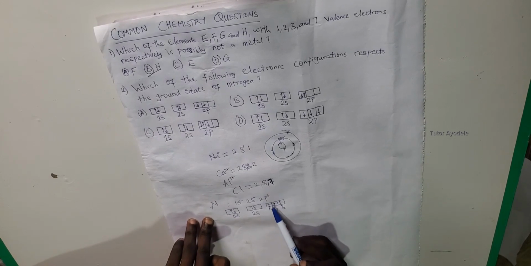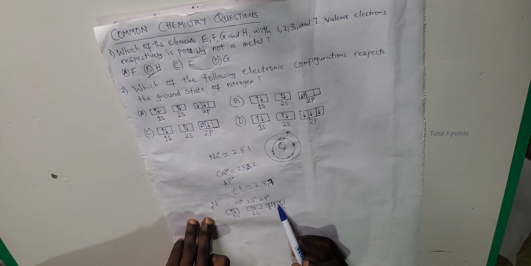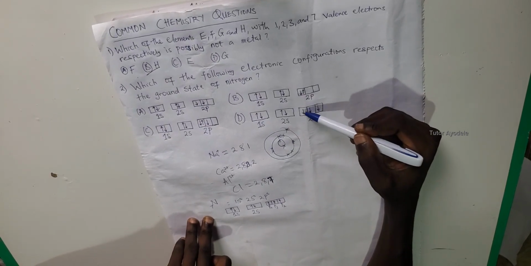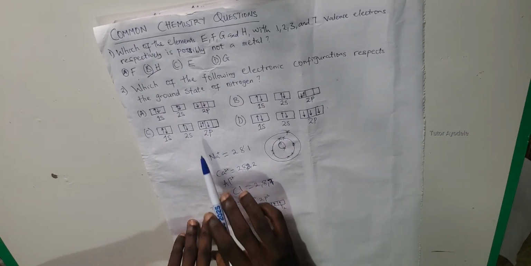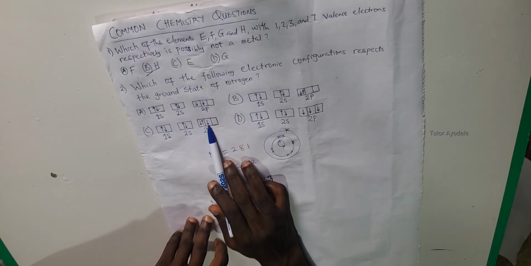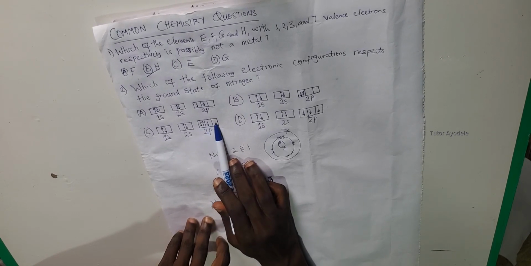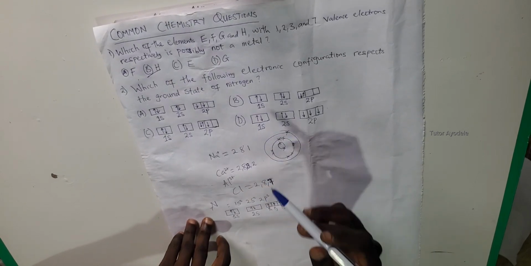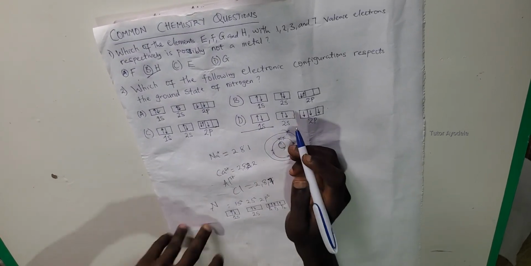Now the maximum is 3, so we have already put in all the 3 electrons and nothing is left. You can see this one puts 2 here first before putting the remaining one here. No, that's not what Hund's rule tells us. It says it must go singly first before you start pairing. So this one is wrong, this one is wrong, this one is wrong. The correct answer there is option D.